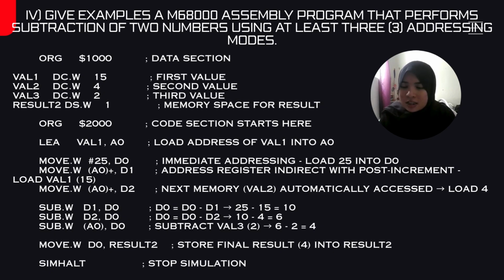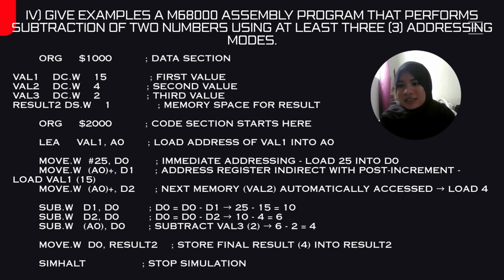Next is the instruction MOVE.W #25,D0. This uses the immediate addressing mode. The value 25 is directly moved into the data register D0. So now D0 is 25.